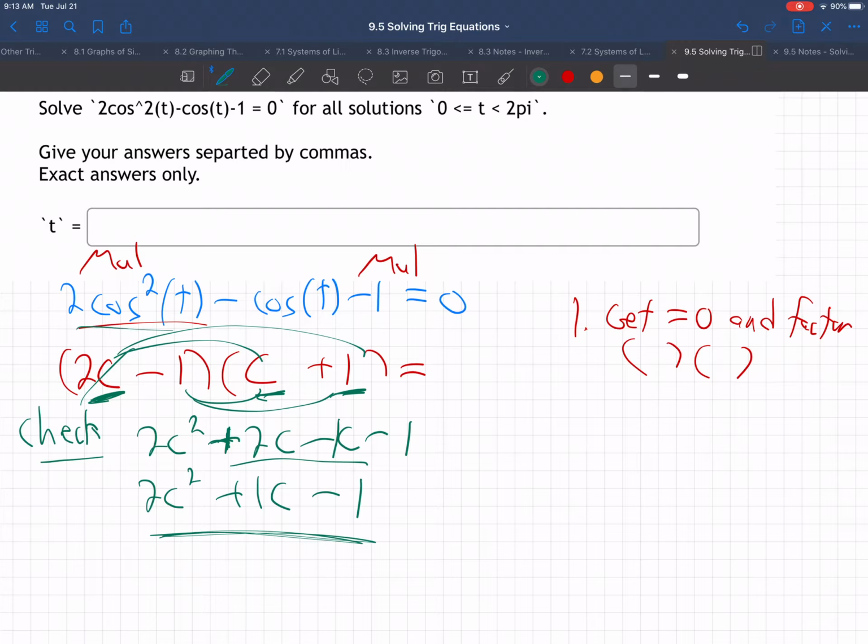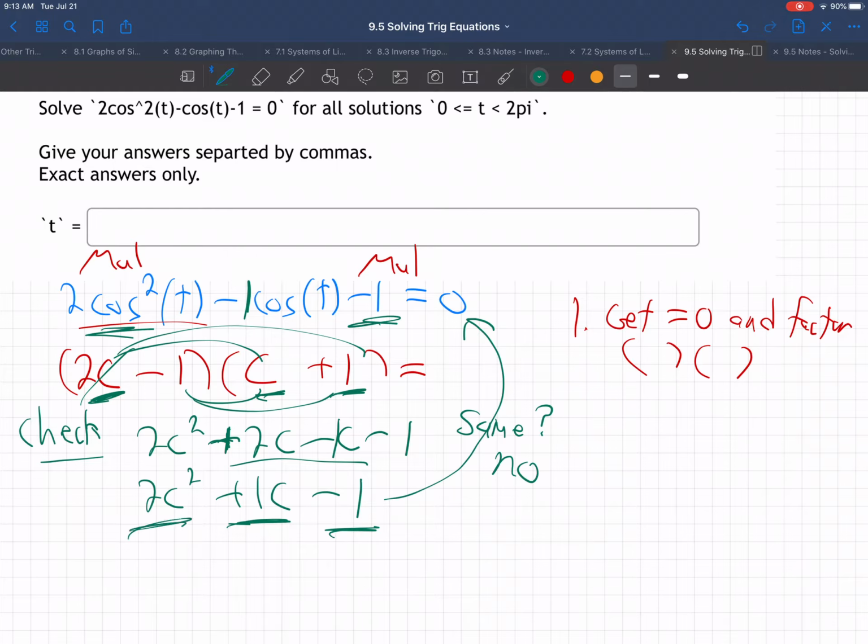Does that match the original? Let me get rid of those arrows. Is that the same as the original? No. See, the middle should be -1, and I have +1. No. It's not the same. Something's wrong. Everything else is good. The -1 at the back, -1 at the back, 2 cosine squared in the front, 2 cosine squared in the front. But the middle and the middle are opposite signs. Opposite. So it's not working out.